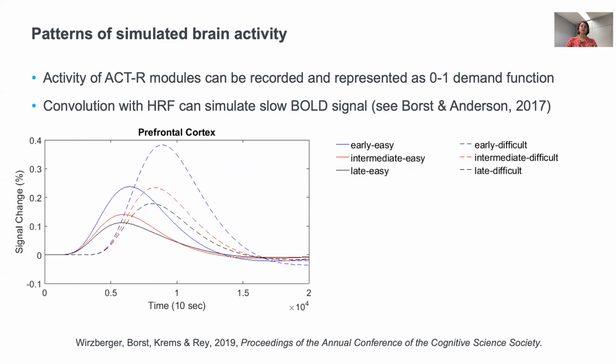This is displayed in the graph, which shows you the simulated neural response patterns for the prefrontal cortex. The solid lines represent an easier task condition with fewer symbols per combination. The dashed lines represent a more complex task condition with more symbols per combination. Blue lines relate to the early stage in the task, red lines relate to the intermediate stage, and black lines relate to the late stage.